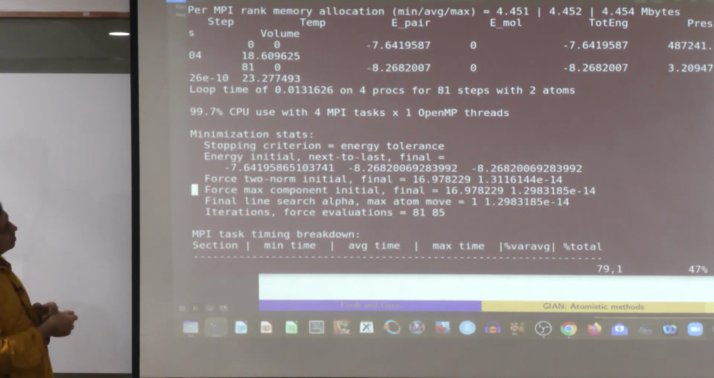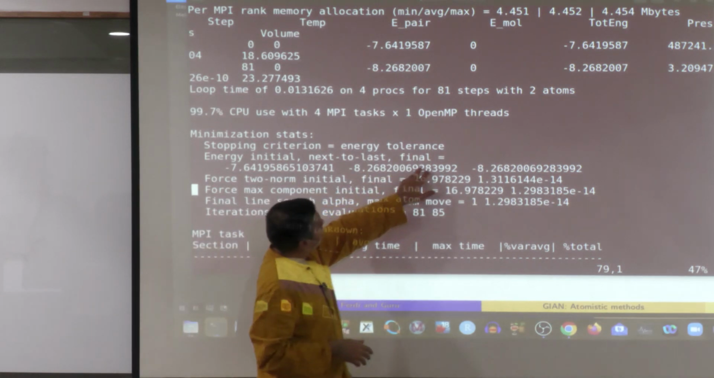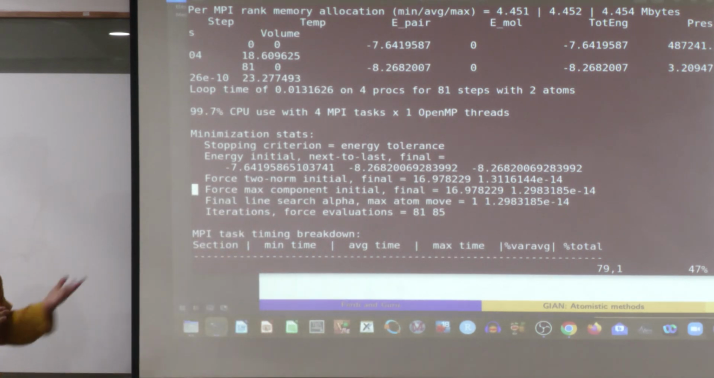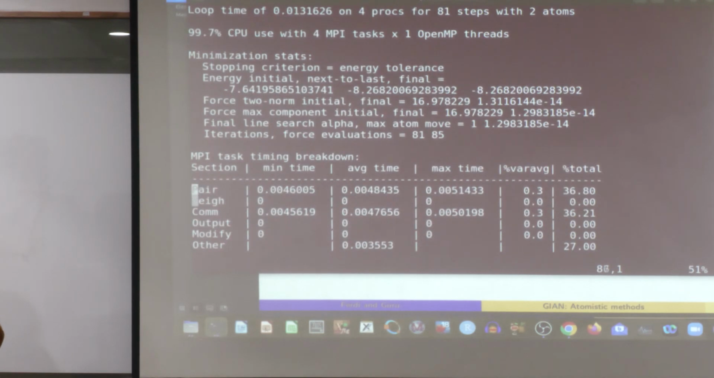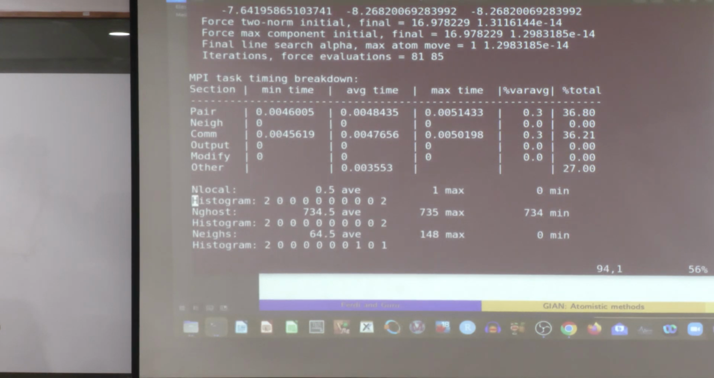was the difference. And you can see how many digits: 2, 4, 6, 8, 10, 12, 14. This is also 10 power minus 14. The numbers are not different. Okay. And then there is some information about the time spent, where the program spent its time.